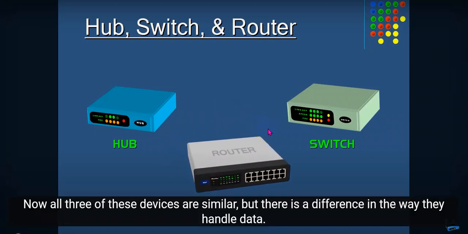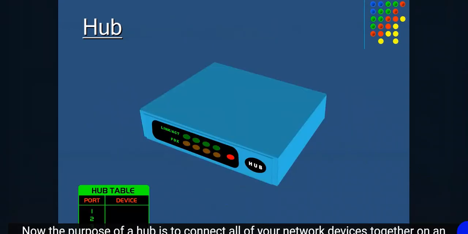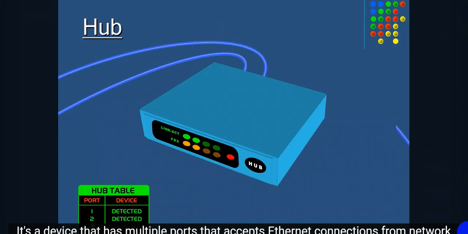All three of these devices are similar, but there is a difference in the way they handle data. So we'll first talk about a hub. Now the purpose of a hub is to connect all of your network devices together on an internal network. It's a device that has multiple ports that accepts Ethernet connections from network devices.